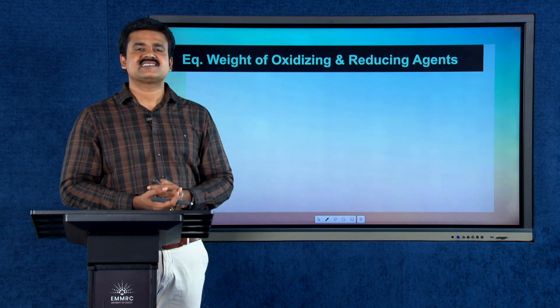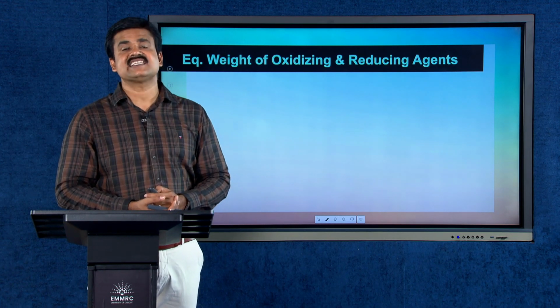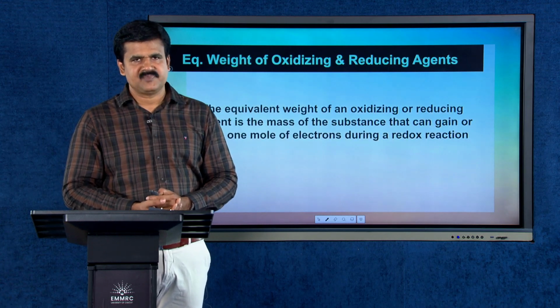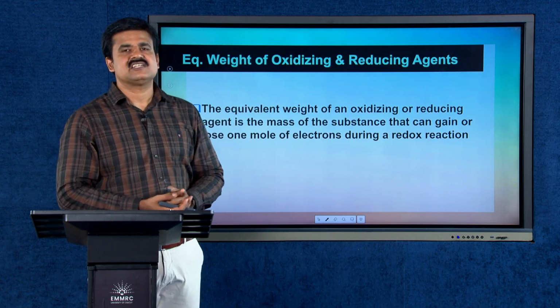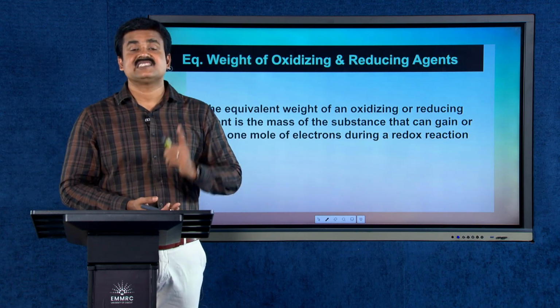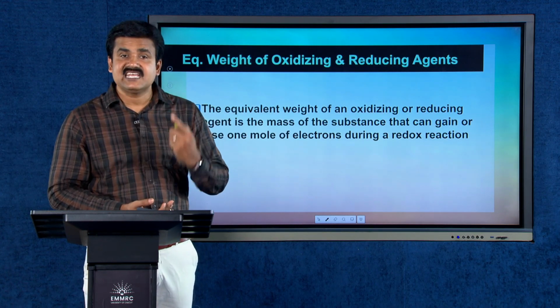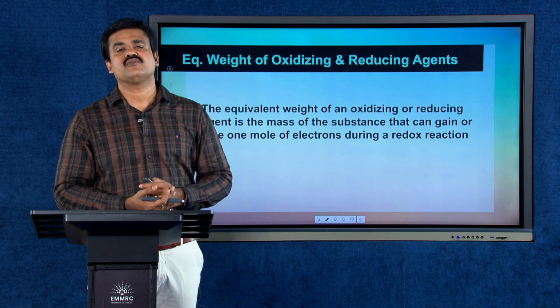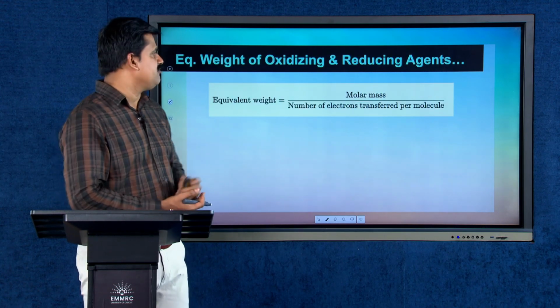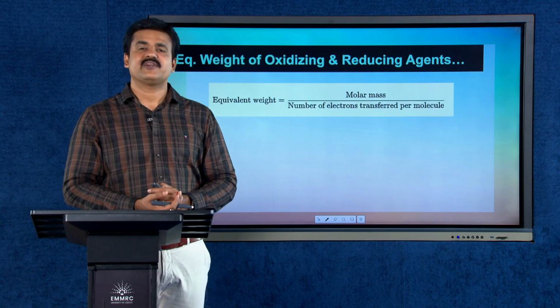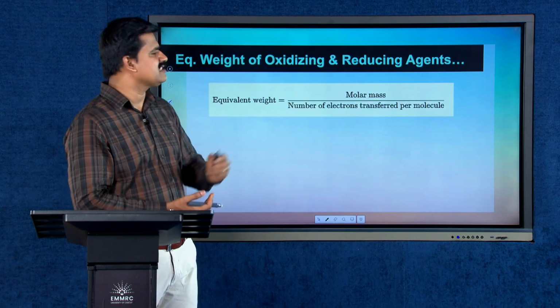Now we have to discuss the equivalent weight of oxidizing and reducing agents. The equivalent weight of an oxidizing agent or reducing agent is the mass of the substance that can gain or lose 1 mole of electrons during a redox reaction. Equivalent weight of an oxidizing agent or a reducing agent can be calculated by using this expression.